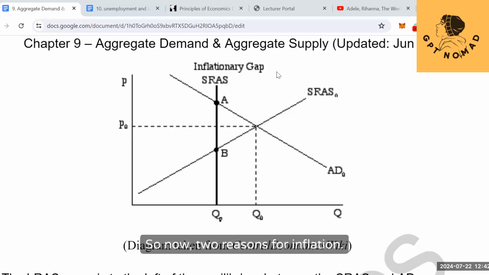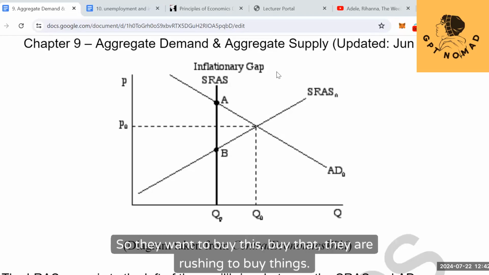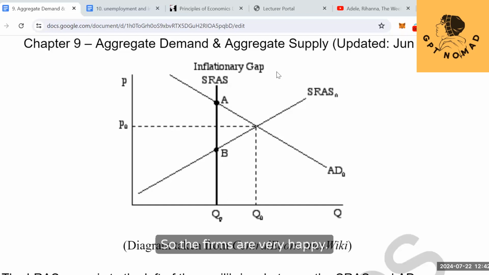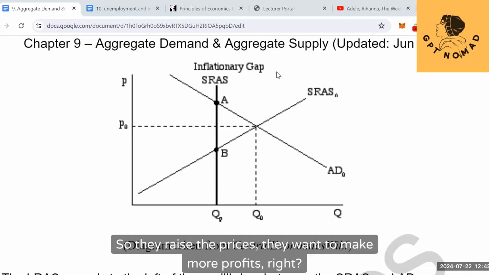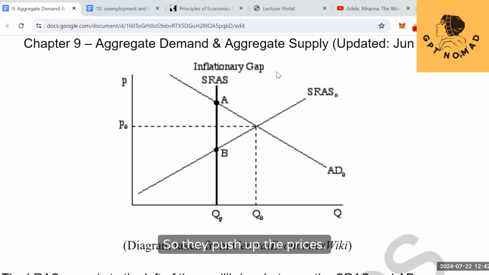So now two reasons for inflation. One reason, because everyone is buying things, right? So they want to buy this, buy that, they're rushing to buy things. So the firms are very happy. They see that because everyone is buying, we can raise the prices confidently, right? So they raise the prices, they want to make more profits, right? So they push up the prices.